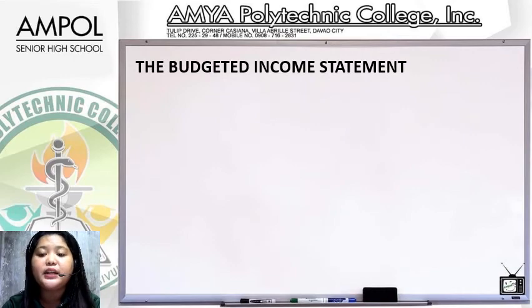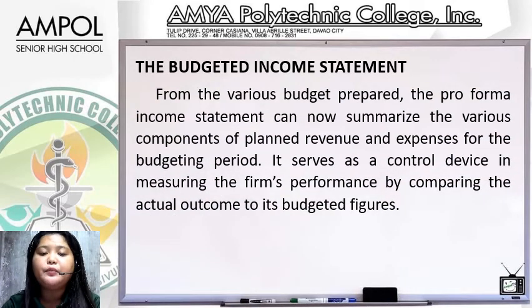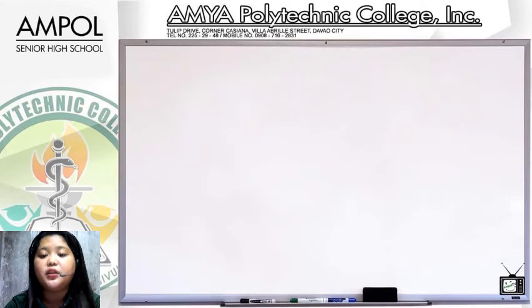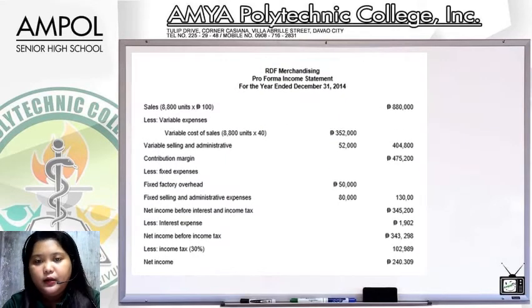Next is the budgeted income statement. So from the various budgets prepared, the pro forma income statement can now summarize the various components of planned revenue and expenses for the budgeting period. So it serves as a control device in measuring the firm's performance by comparing the actual outcome to its budgeted figures. This is an example of a pro forma income statement.